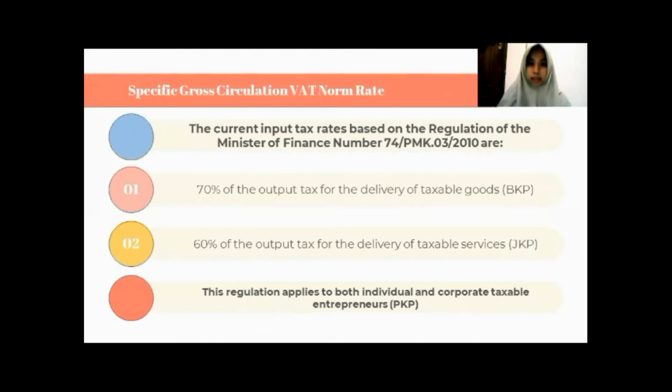Next is the specific gross circulation VAT norm rate. The current input tax rates based on the Regulation of the Minister of Finance number 74/PMK.03/2010 are, first, 70% of the output tax for the delivery of taxable goods or BKP. The second, 60% of the output tax for the delivery of taxable service or JKP. This regulation applies to both individual and corporate taxable entrepreneurs.